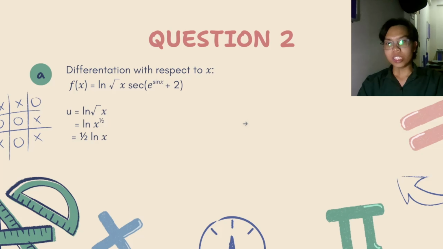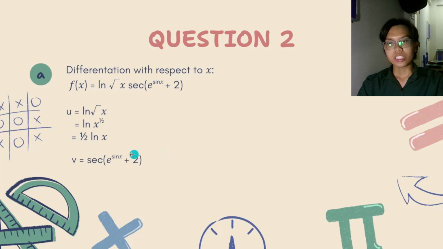For the value of v, we will take this value from the question. And for the value of u prime, we have to differentiate the ln x, and it will turn into 1 over x. And when it is multiplied by 1 over 2, it will become 1 over 2x. For v prime, we have to differentiate all of this using the chain method, and the value of v prime will be this.